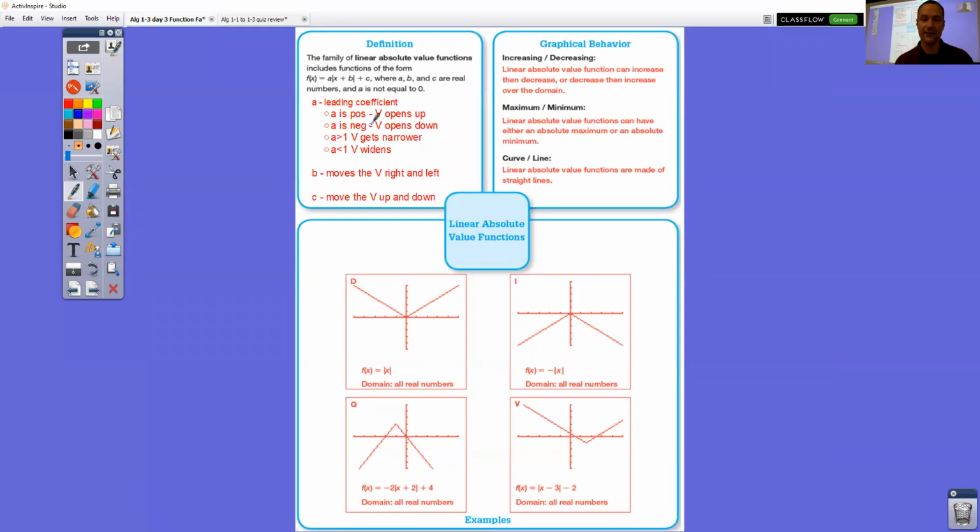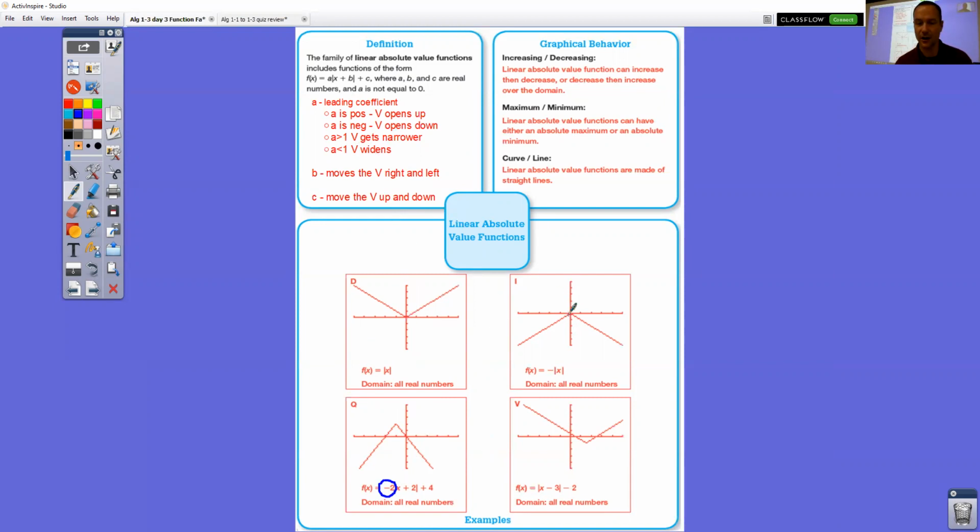If the a is negative, the V is going to open downwards. Notice that we have a negative here, at -2. So that's why it opens downwards. If the a value is greater than 1, it's going to be narrower. If the a is less than 1, it's going to be wider.